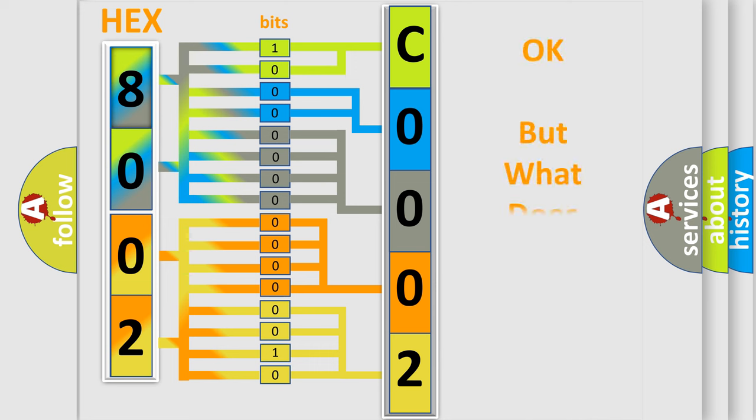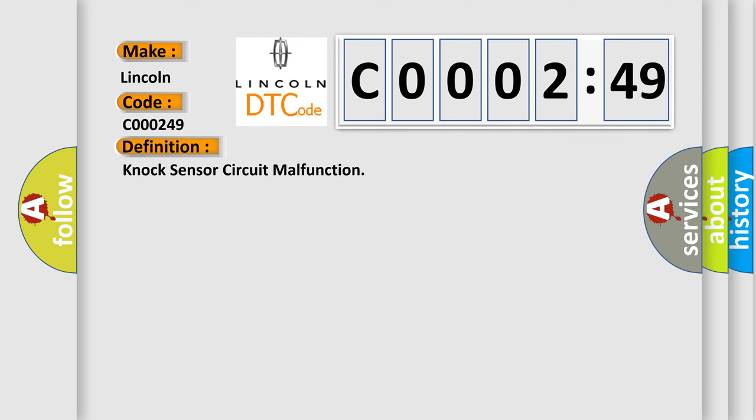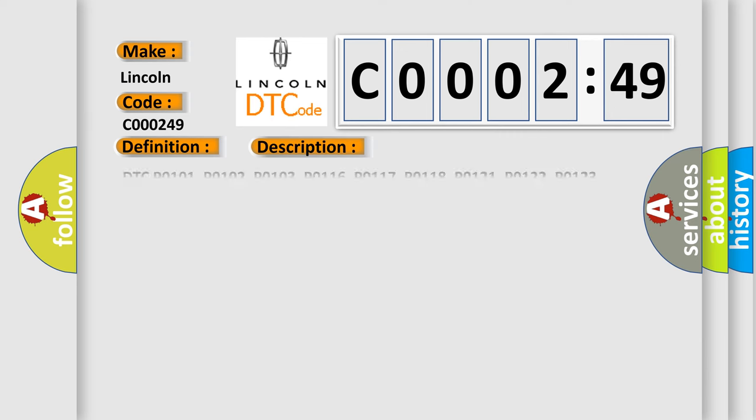The number itself does not make sense to us if we cannot assign information to what it actually expresses. So, what does the diagnostic trouble code C0002-49 interpret specifically for Lincoln vehicles? The basic definition is knock sensor circuit malfunction. And now this is a short description of this DTC code.